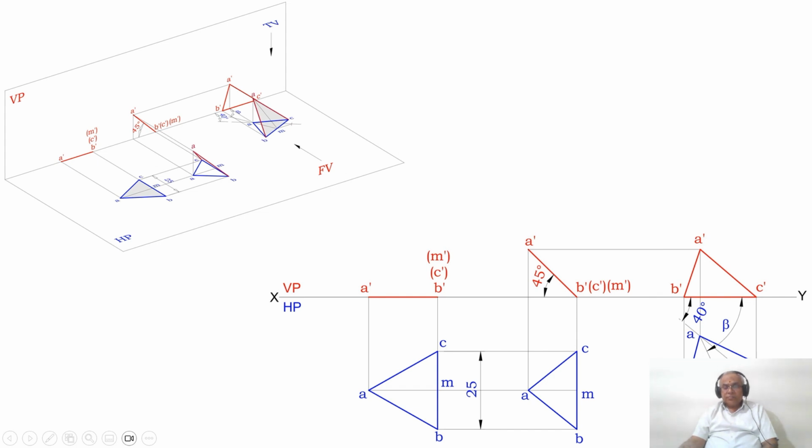Then with M as center, with respect to MA, measure an angle of 90 degrees and draw an inclined line. Similarly, with M as center, taking the radius of MB and MC, both are equal. With M as center, cut an arc on this side and also on this side, and then mark those two points as B and C.